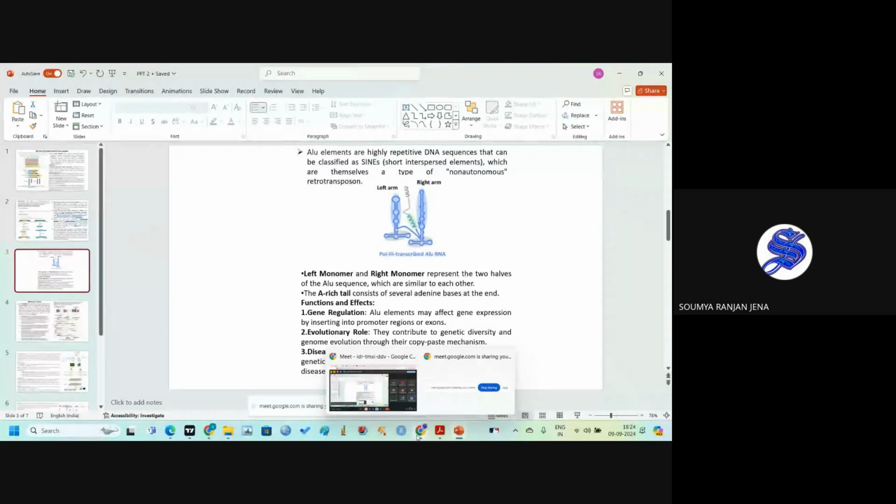Then here, does anyone have a doubt about these transposable elements?